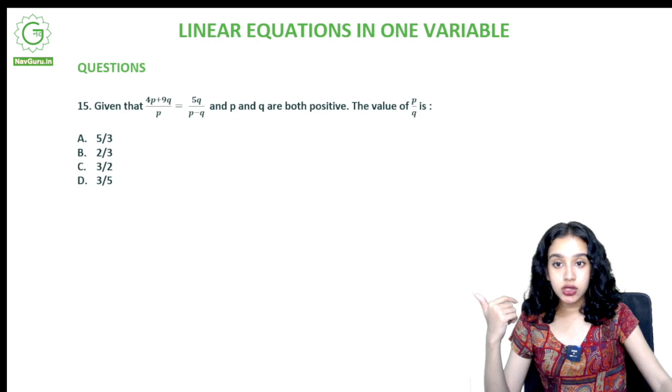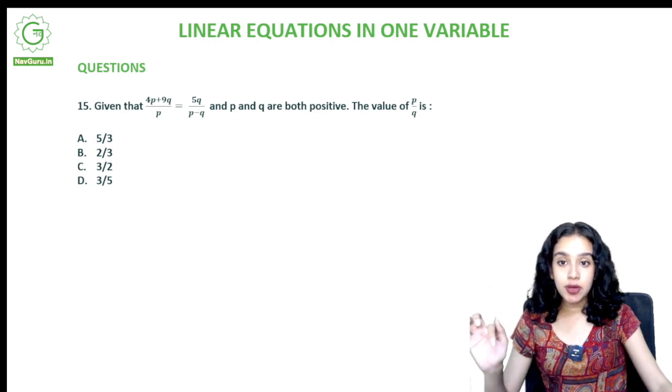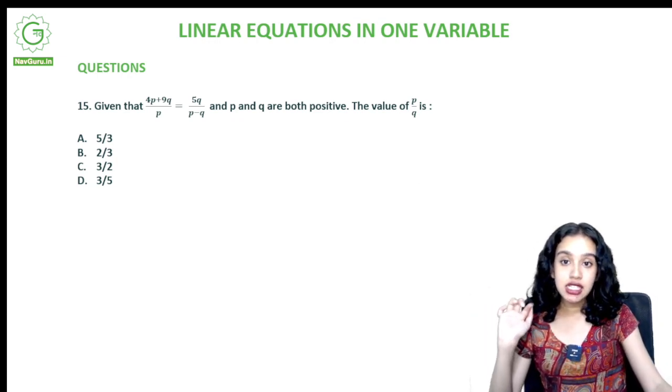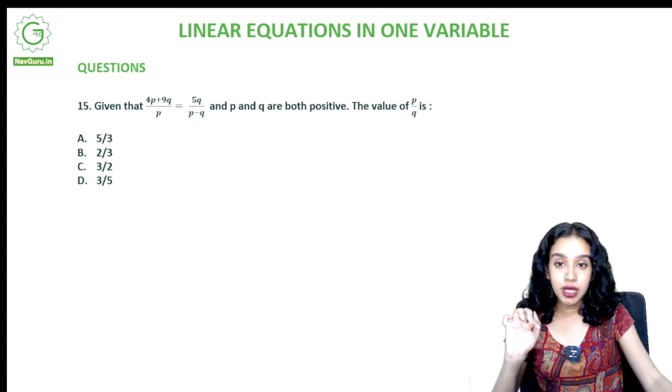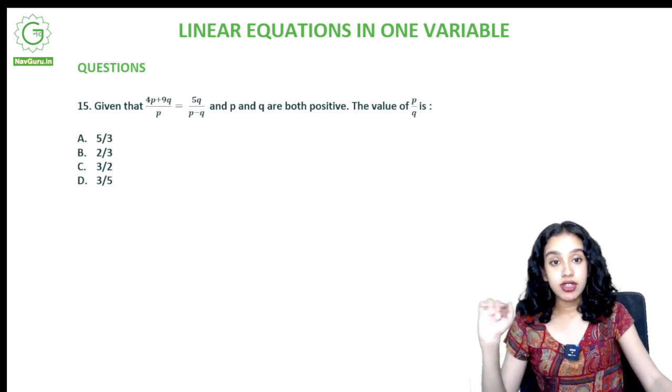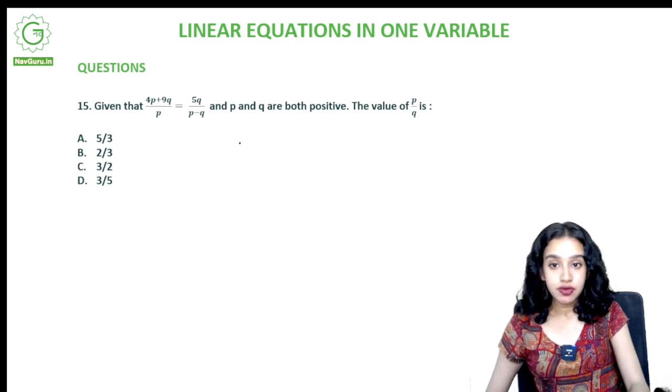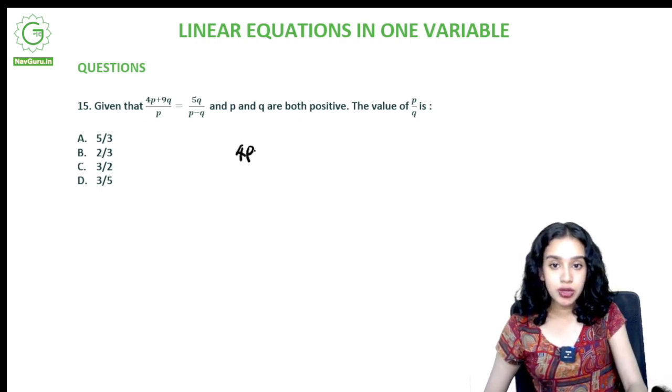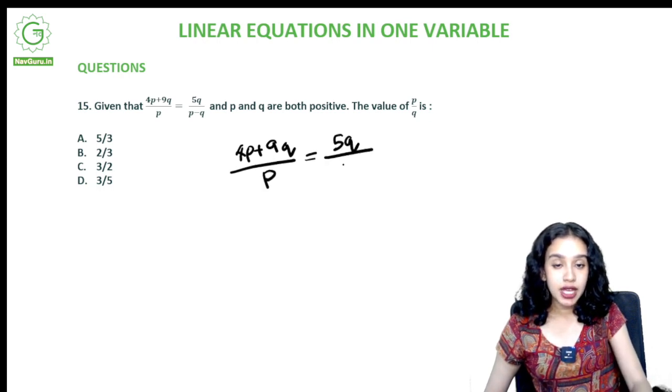Now, moving on to the next question. Given that (4p plus 9q) by p is equal to 5q by (p minus q), and p and q are both positive, the value of p by q is. So we know that (4p plus 9q) by p is equal to 5q by (p minus q), right?